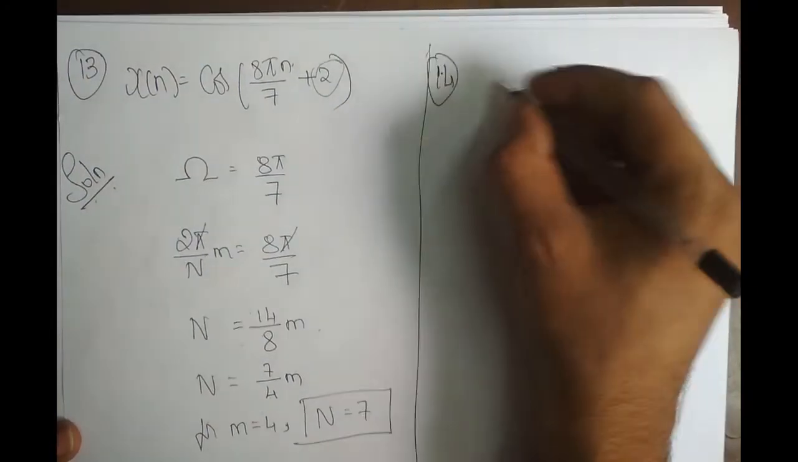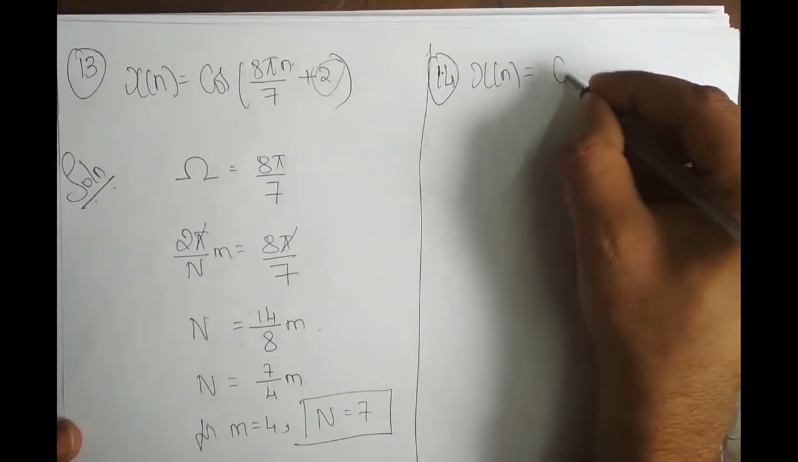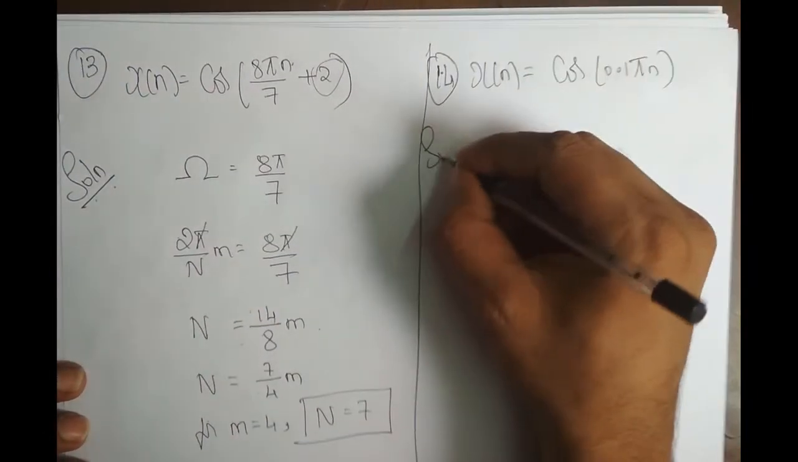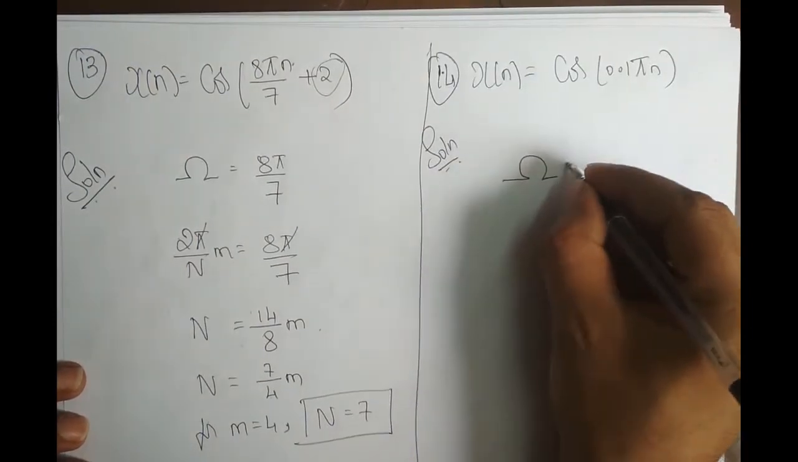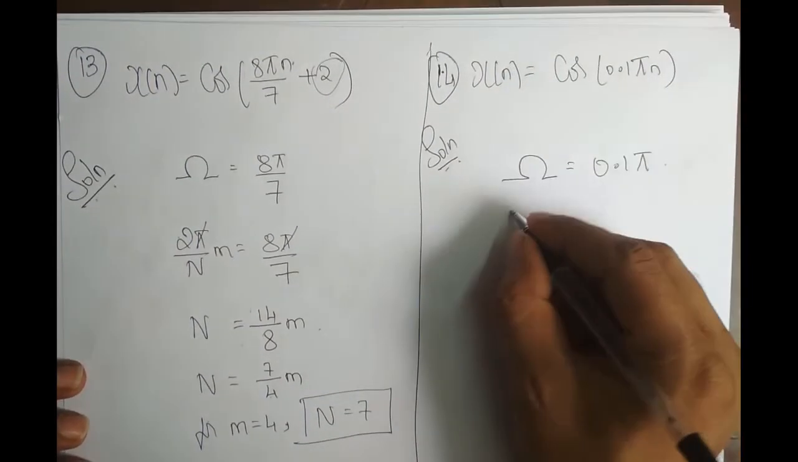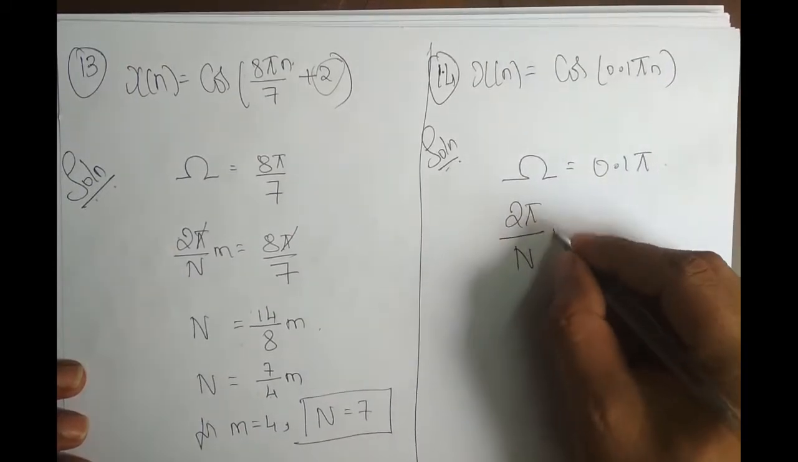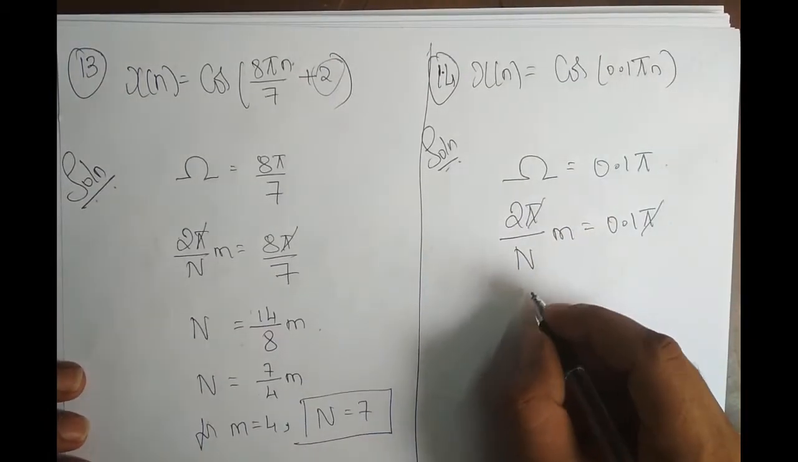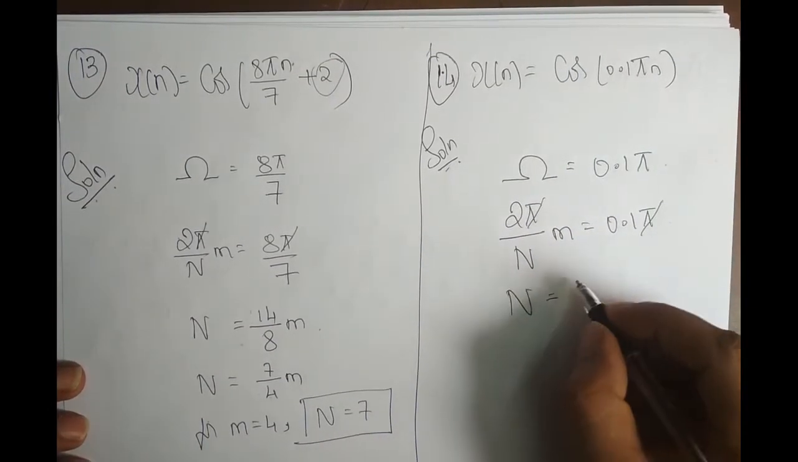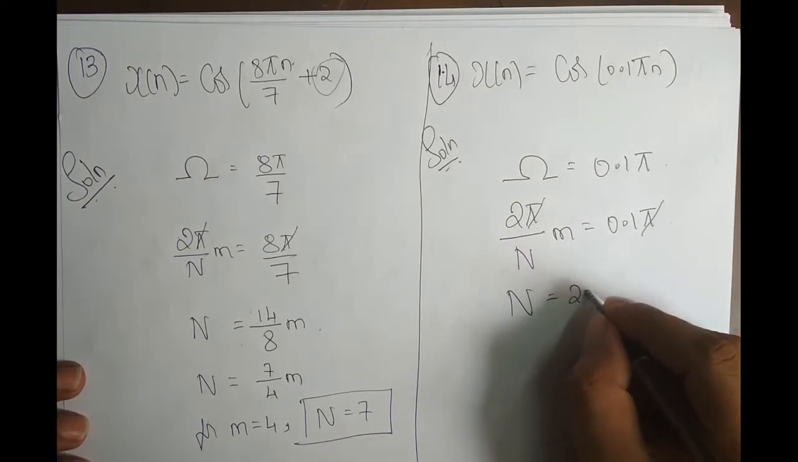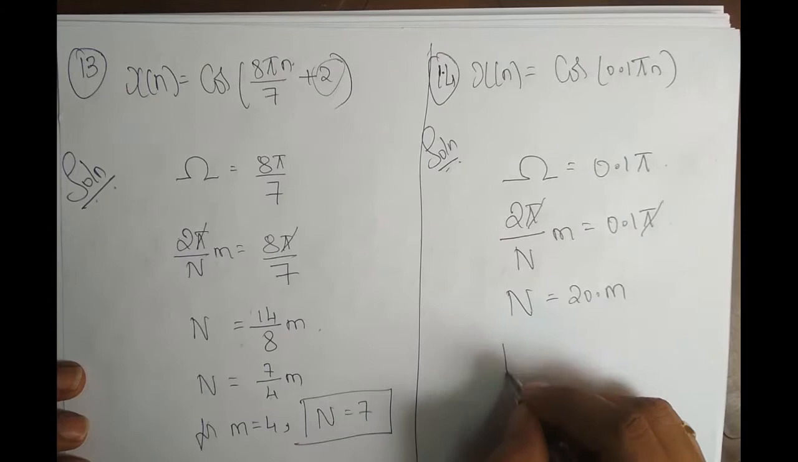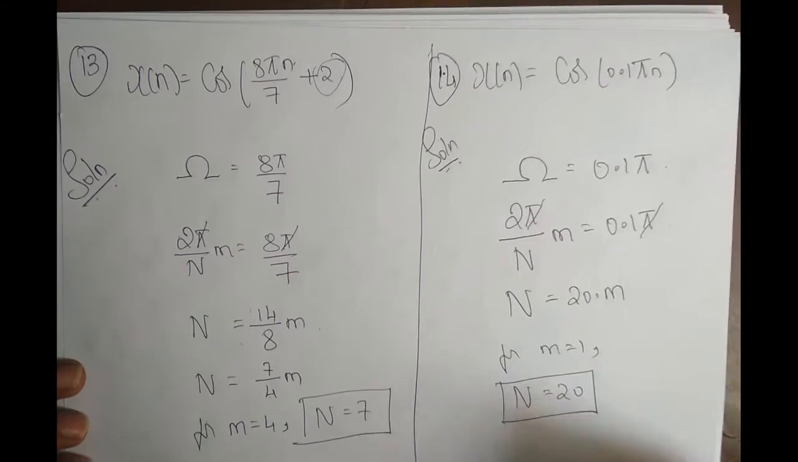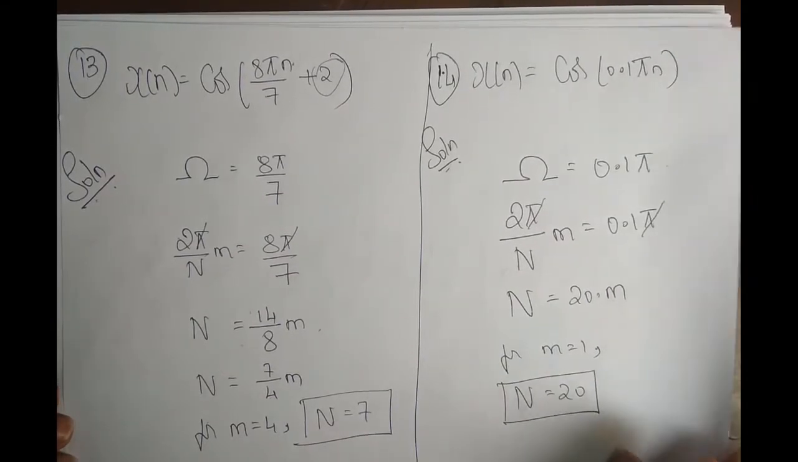Next, 14th problem. x of n is equal to cos of 0.1 pi into n. Solution: what is omega? Omega is 0.1 pi, right? And omega is 2 pi by N into m, which is equal to 0.1 pi. So pi cancels out. I end up with N equal to 2 divided by 0.1, which is 20, times m. So the smallest value of m is 1, and I get N as 20. So after every 20 samples, the signal will repeat. Fine.